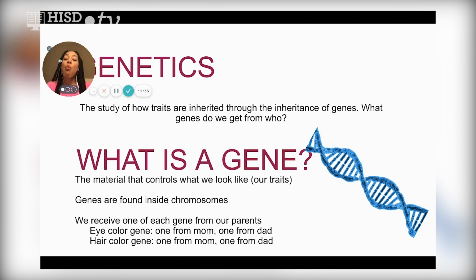We receive one gene from each of our parents. Eye color, for example, we get one from our mom and one from our dad. And based on the genes that we get from our mom and dad, that's what our eye color will be. The same thing for hair color. You might get one gene from your mom, you get another gene from your dad. When you combine those two genes, it'll express the color of your hair.